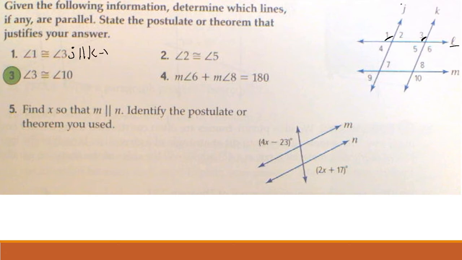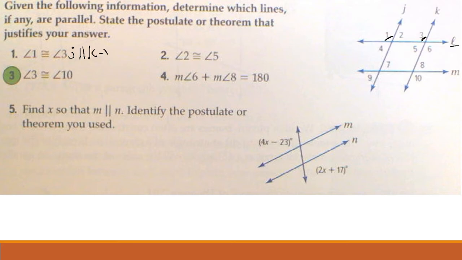Now, how would I justify J being parallel to K if angle 1 is congruent to 3? That's when you ask yourself, what kind of angles are 1 and 3? Are they alternate interior? Well, no, because 1's on the outside. Are they alternate exterior? Well, no, because 3 is on the inside. Are they consecutive interior? Well, no, because 1's on the outside. Are they corresponding? Well, that is a yes.